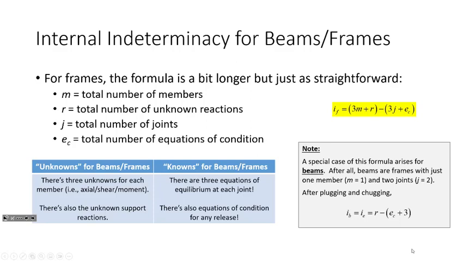Now, as for the number of knowns, I'm going to say that for every joint, we have 3 equations of equilibrium plus any equations of condition. And so that is my formula for IF. Very plug and chug, no more difficult than anything we've done before. But something really cool happens when we look at a beam.